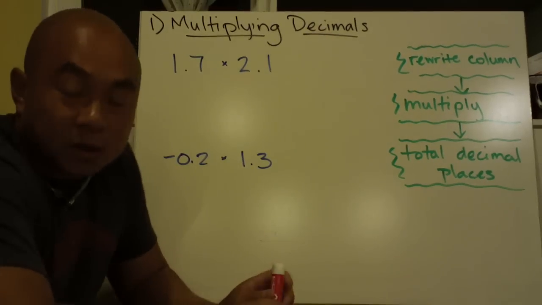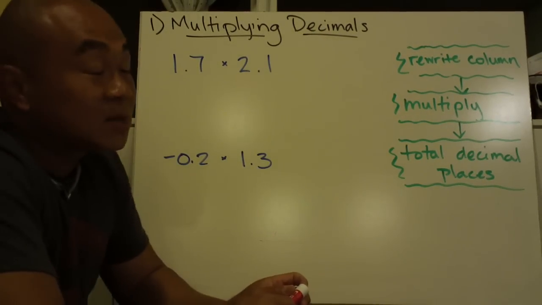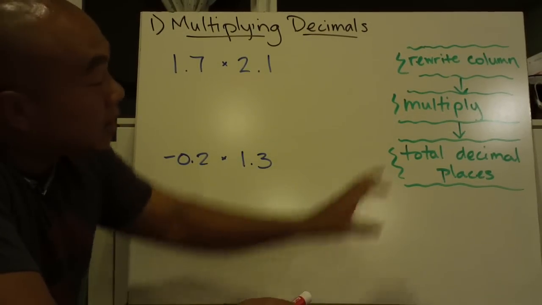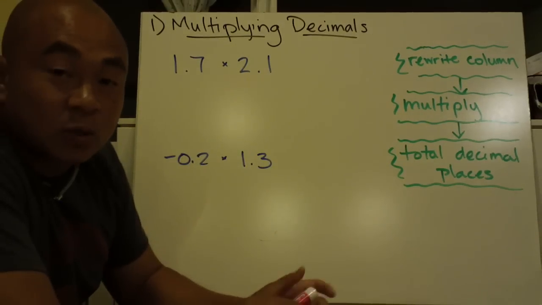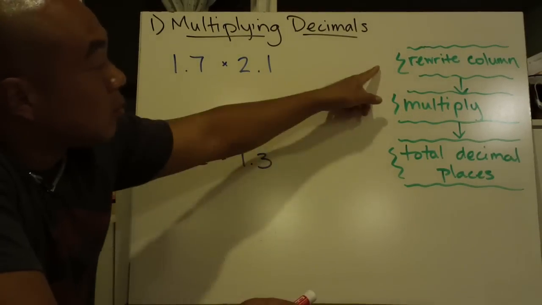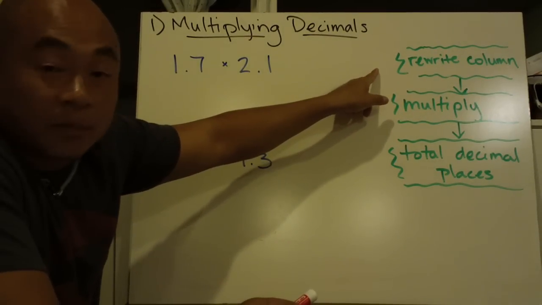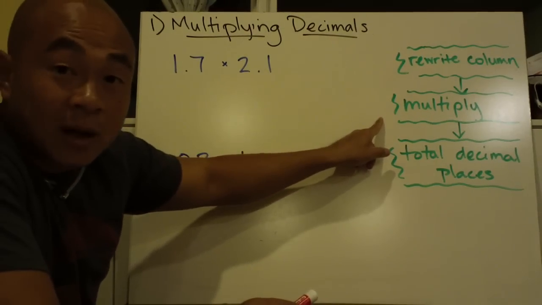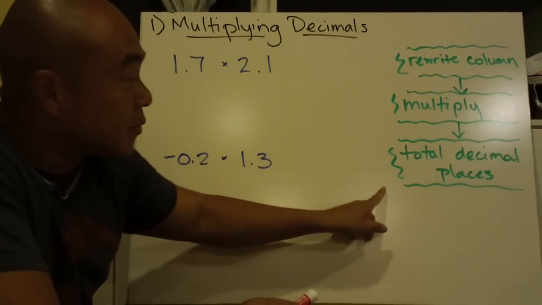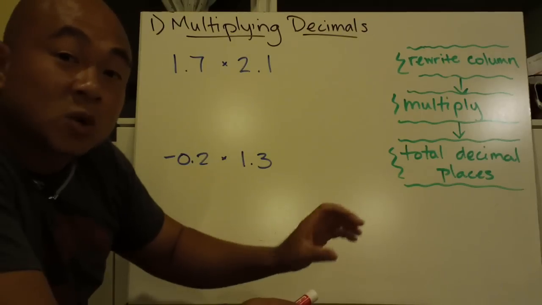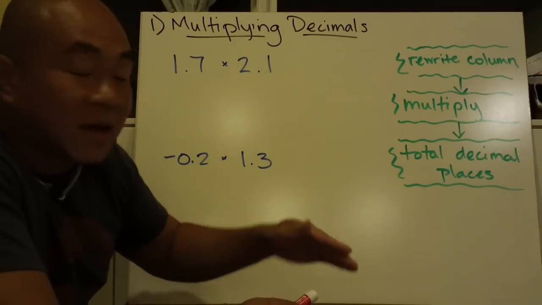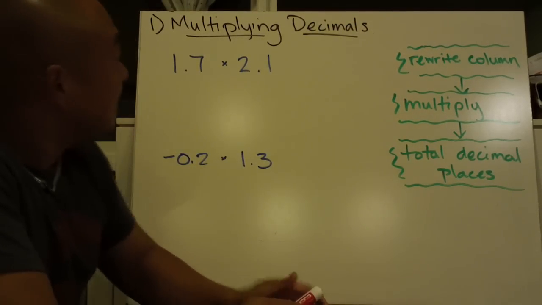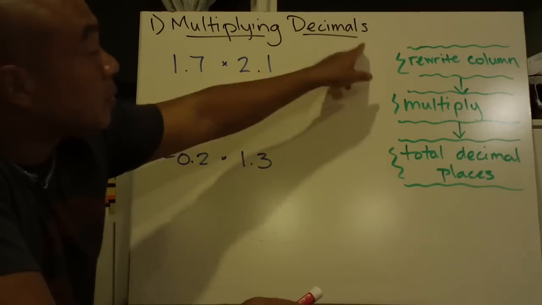Okay, so the first thing we're going to do today is multiplying decimals, and I've got a couple of quick tips right here that you want to follow at all times. Number one, we're going to rewrite the problem in column format. Number two, we're just going to multiply the digits. And number three, we're going to count the total of decimal places, and that's going to be at the end. Okay? So let's go ahead and take this, and we're going to rewrite in column format.